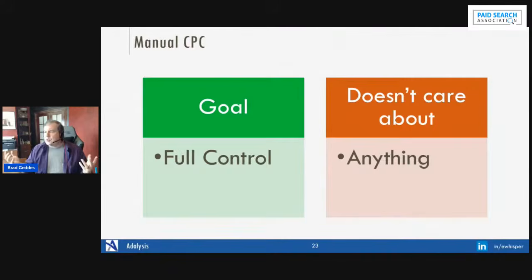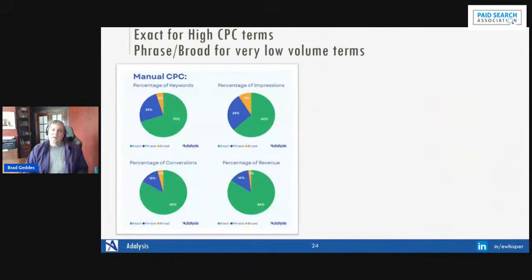Now we have full control. Hey, I want to do manual bidding. I want full control of everything, which means Google doesn't care about anything because their system doesn't give feedback to my bids. So you would expect exact match to dominate, exact match bidding with a little bit of phrase and broad. And from a high level, that's what we see.